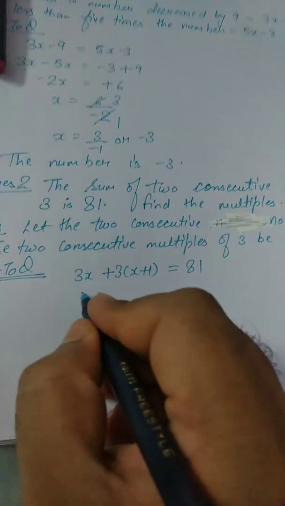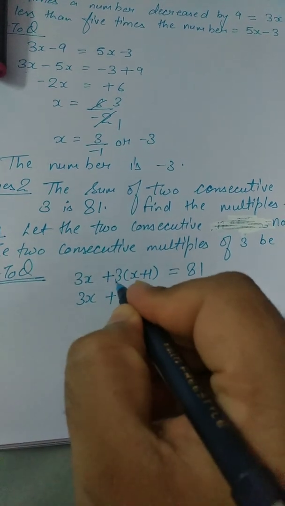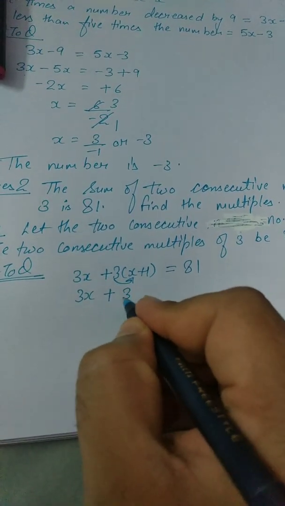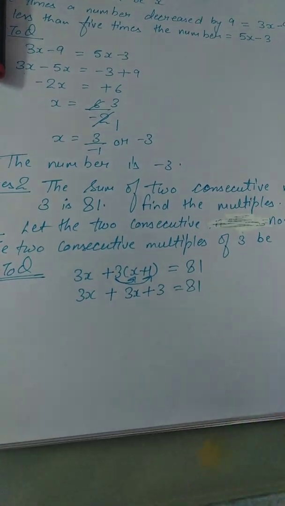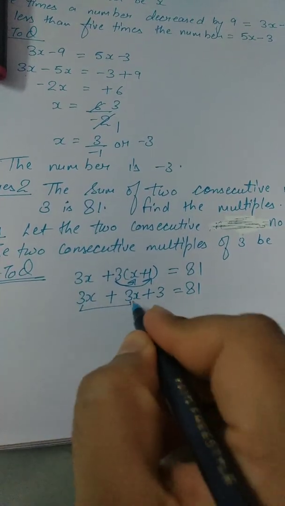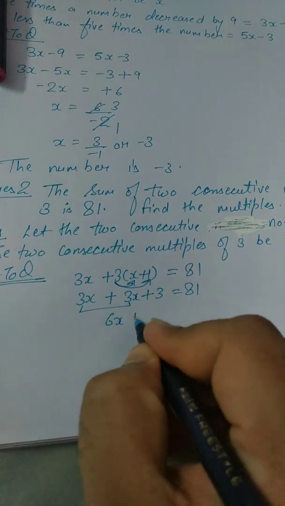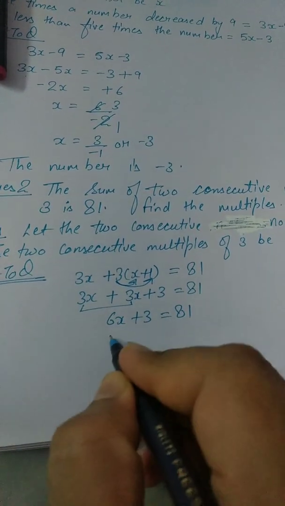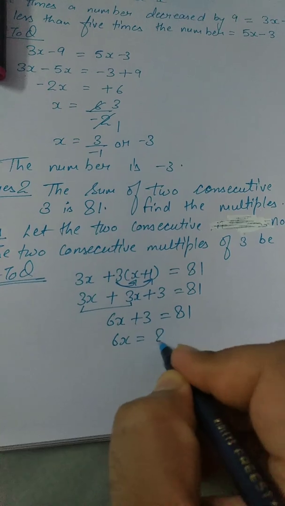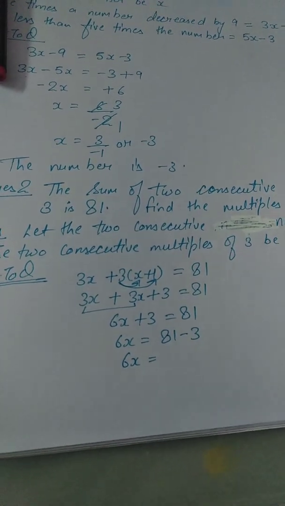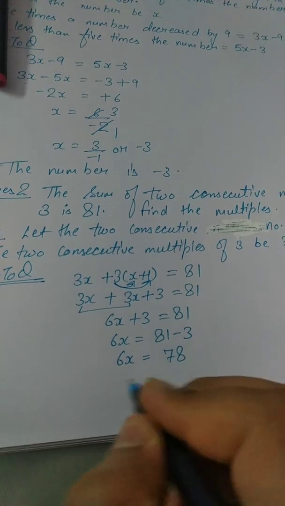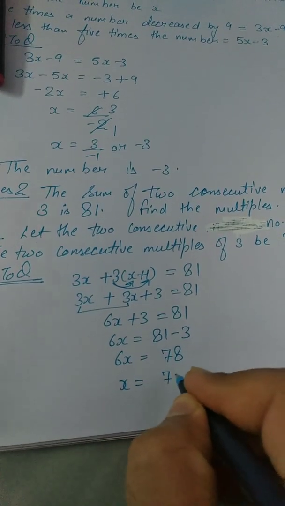Right? So 3x plus 3 multiplied by x is 3x. 3 multiplied by 1 is 3. Equivalent to 81. Right? 3x plus 3x is 6x plus 3, equivalent to 81. So 6x is equivalent to 81 minus 3. 6x is equivalent to 78.